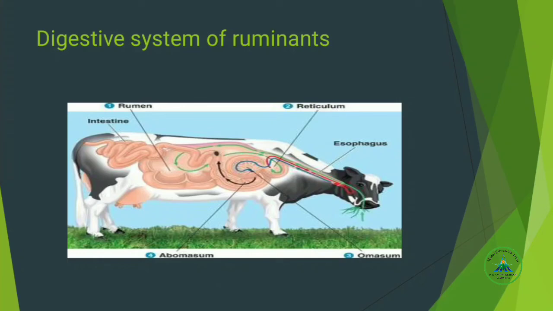Ruminants have a large sac-like structure called cecum. It is in between the small and large intestine. The cellulose of the food is digested here by the action of certain bacteria which are not present in human beings.